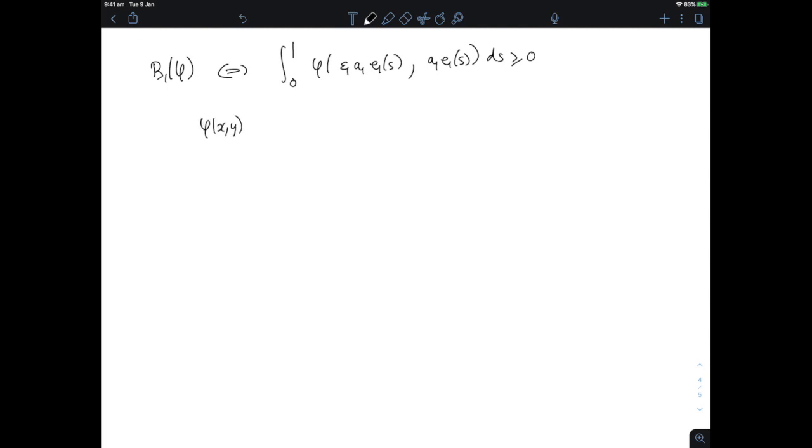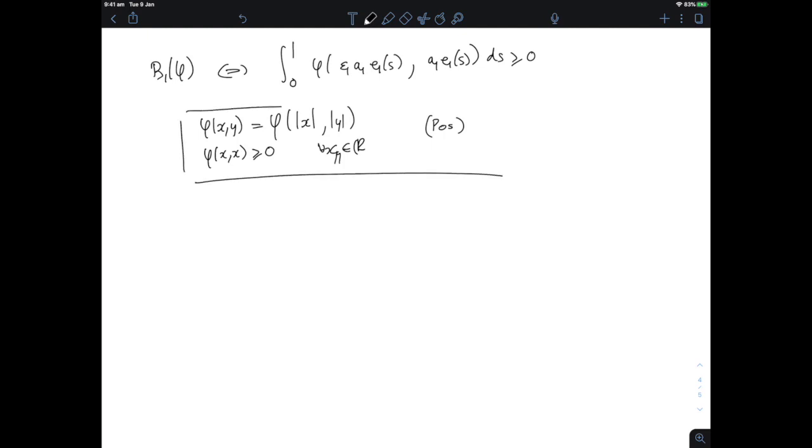Let's look for a phi such that phi of x, y is just the same as phi of mod x and mod y. So the function phi doesn't care about the sign of its component variables. And let's also assume that phi on the diagonal, phi of x, x, is non-negative for all x. Now if I have that, then I will have B1 phi, obviously, just by properties of my function little phi. So this is like a positivity condition on phi. All right, and I'm going to impose that.